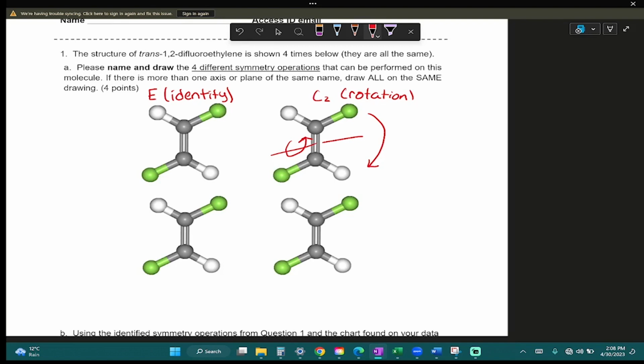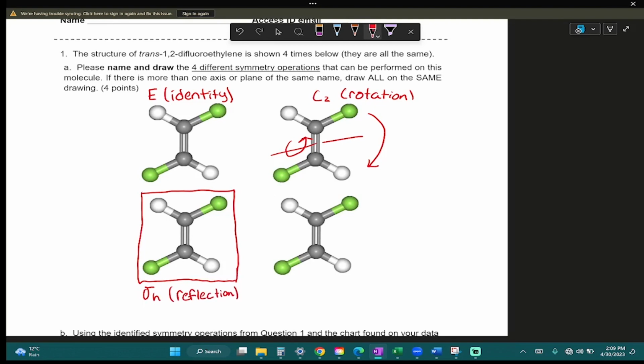Is there a reflection plane anywhere? Following our chart, we would first look at a horizontal reflection plane. Do we see a horizontal one that would be perpendicular to our rotation axis? Yeah, there is. So we have a sigma H. This one is just in the plane of our paper. That was a really bad box. So this is our sigma H. It's just a reflection plane.